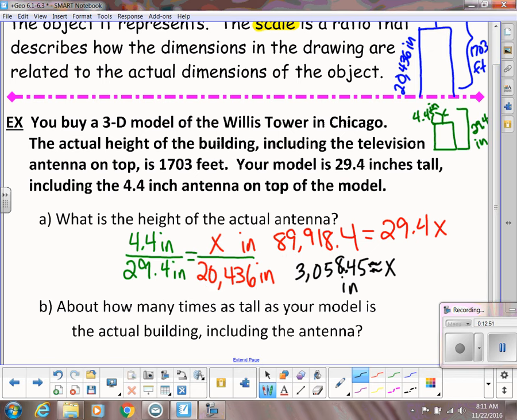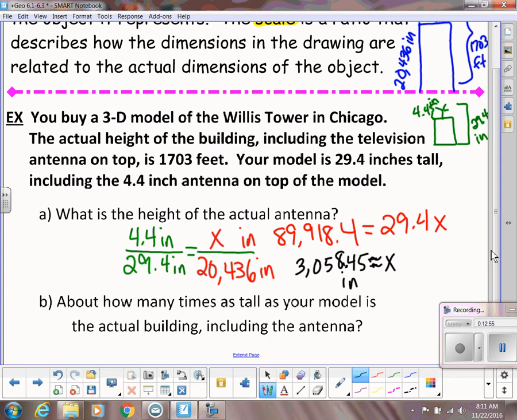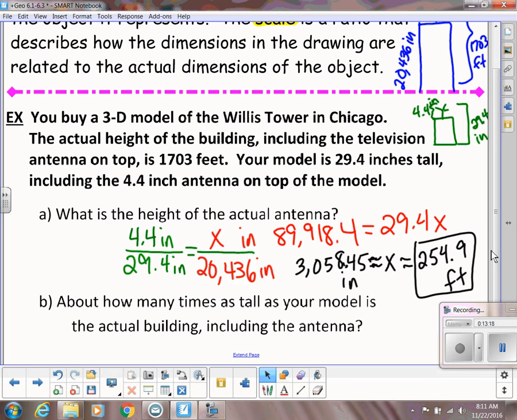3,000 inches is kind of hard to wrap our brains around. So let's go ahead and convert that back into feet. If I'm going to convert inches to feet, I'm going to divide by 12 this time. I know I'm going to have a lesser amount of feet. So this is equivalent to 254.9 feet. So that's how tall the antenna is. It's a very big antenna. It's not like your TV antenna that's on your house.